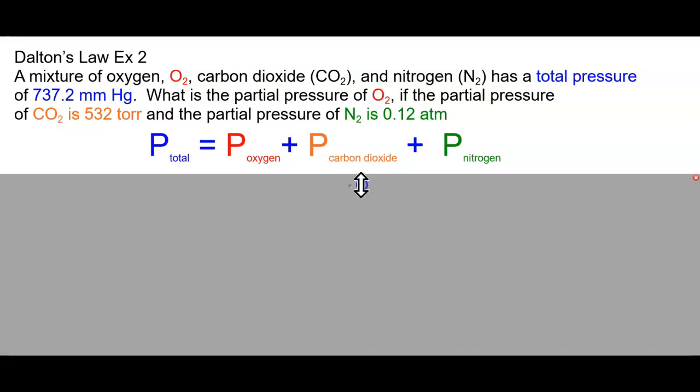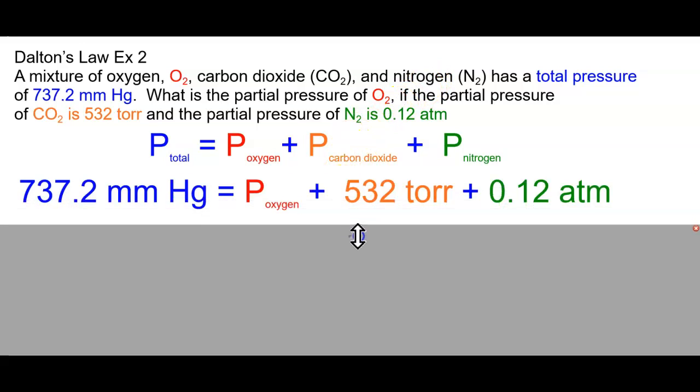Let's get our generic formula. We know the total is equal to oxygen, that's one gas that's described in the problem, carbon dioxide, a second gas described in the problem, and nitrogen, the third gas described in the problem. Okay, so now we're going to add those, fill those in. So I did that here.